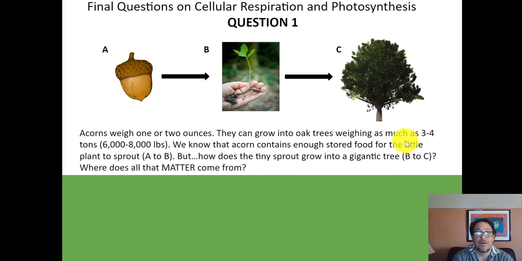So what we started with talking about was the acorn. Acorn grows into an oak tree that weighs thousands of pounds. How come? How much? How does it happen? And so where does all the matter for making that tree come from? If it doesn't come from the soil, where does it come from?